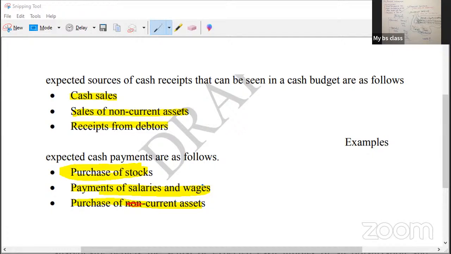Right, now let's move to the benefits of a cash budget. So always it's good, right? When you have a budget, we know our budgetary limits.